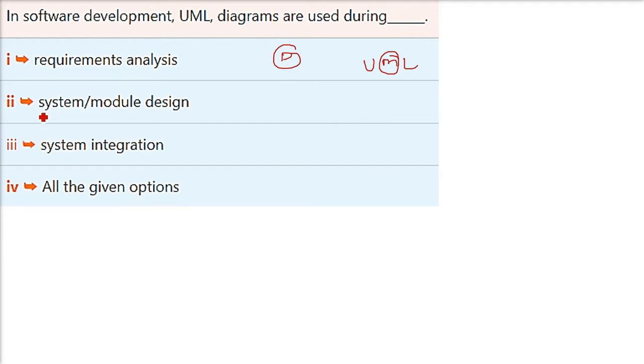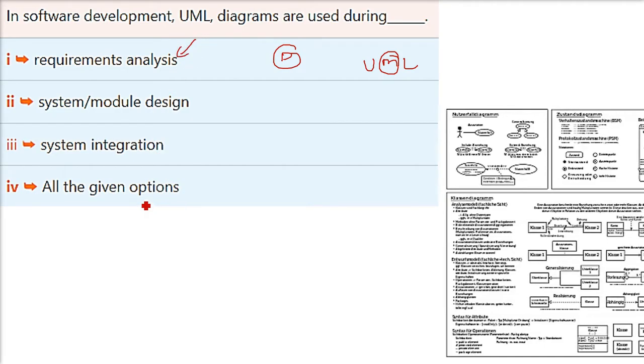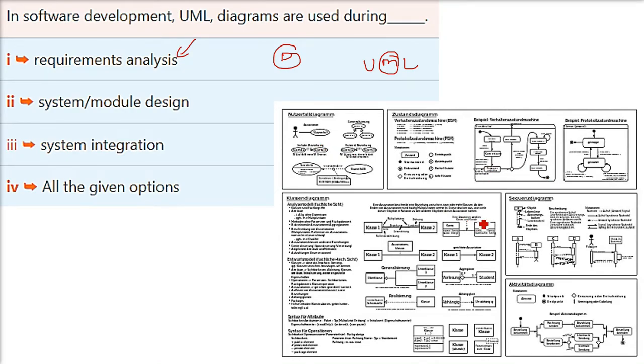UML is designed for each phase of the software development lifecycle. So it starts with the analysis, requirement specification, then design, then testing. Everywhere you can use it. I'm just trying to show it here. You will not be able to see properly, but this is just to show that you can use UML everywhere in the whole SDLC, the software process. UML is the key. Answer is all the given options.